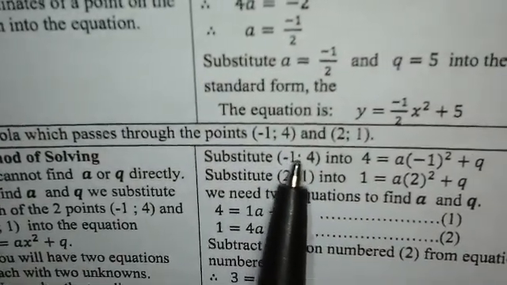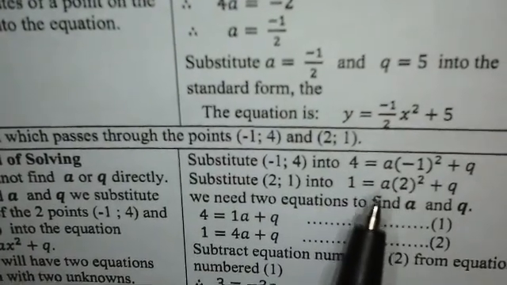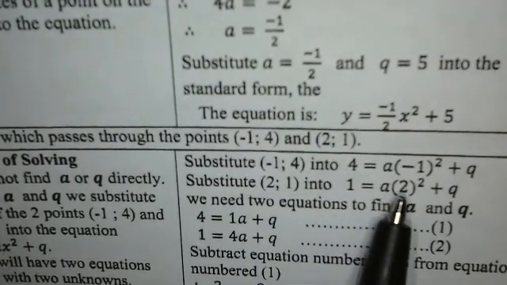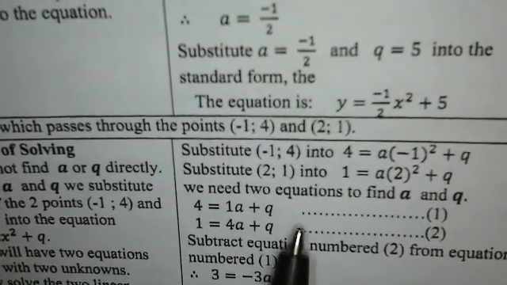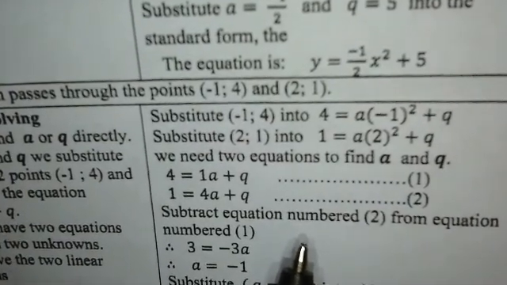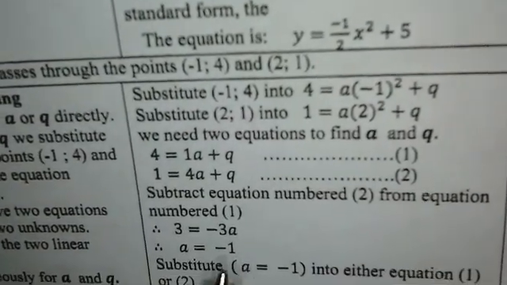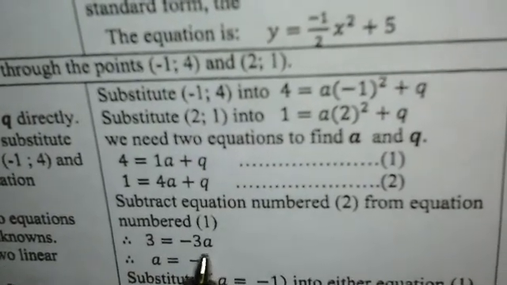So let's have a look. You first substitute your x and your y, and then you substitute your second point as well. Now you can use either elimination or substitution to find the values there. You can choose your method. Right, and this enables you then to get a is equal to negative 1.